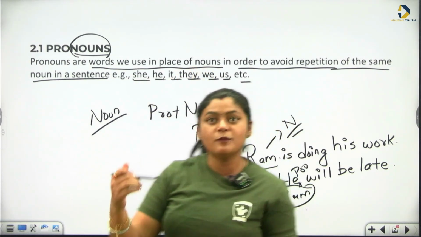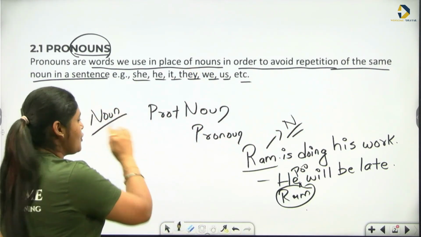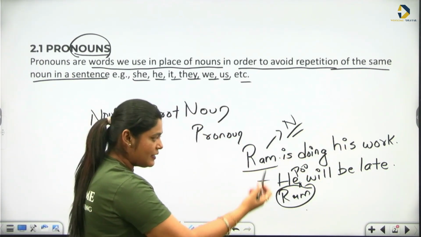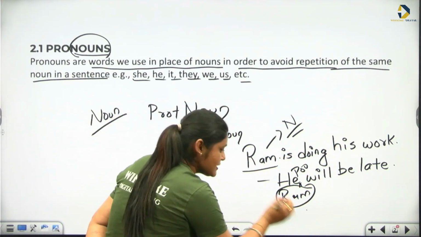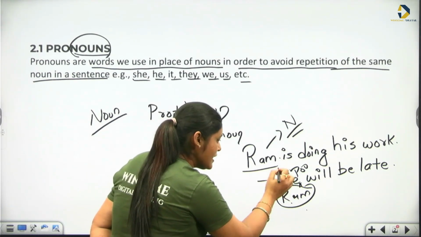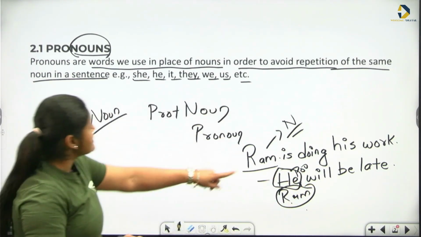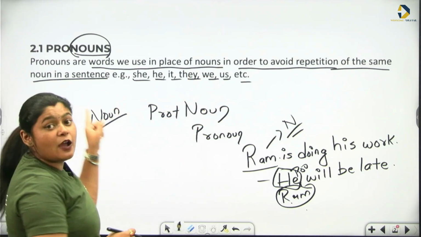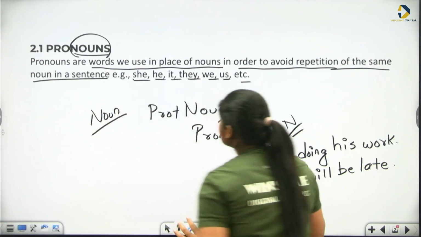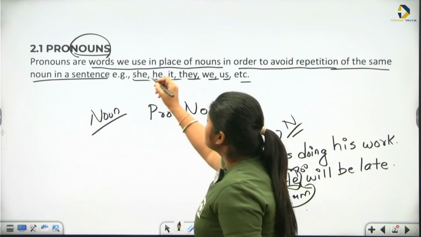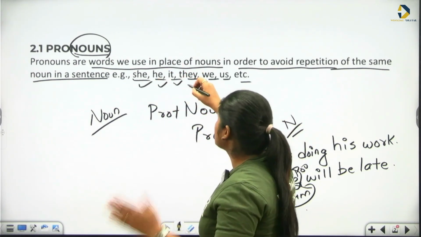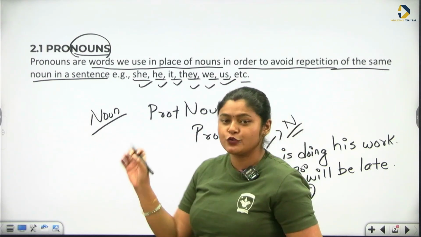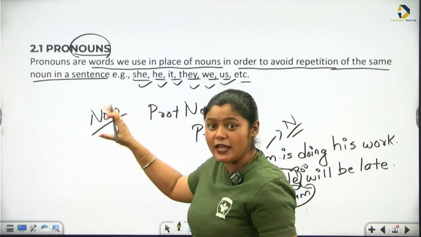Noun की जगह कोई भी words जब हम use करते, it is pronoun. Example दिखा दिया, Ram is doing his work. He will be late. Instead of he हम Ram भी लिख सकते थे, लेकिन we are using he so that we can replace the noun in order to avoid the repetition of the same noun in a sentence. Okay. So this is pronoun. So she, he, it, they, we, us, जो भी ये सब words लगते हैं instead of noun, so that the repetition is not there, it is known as a pronoun.